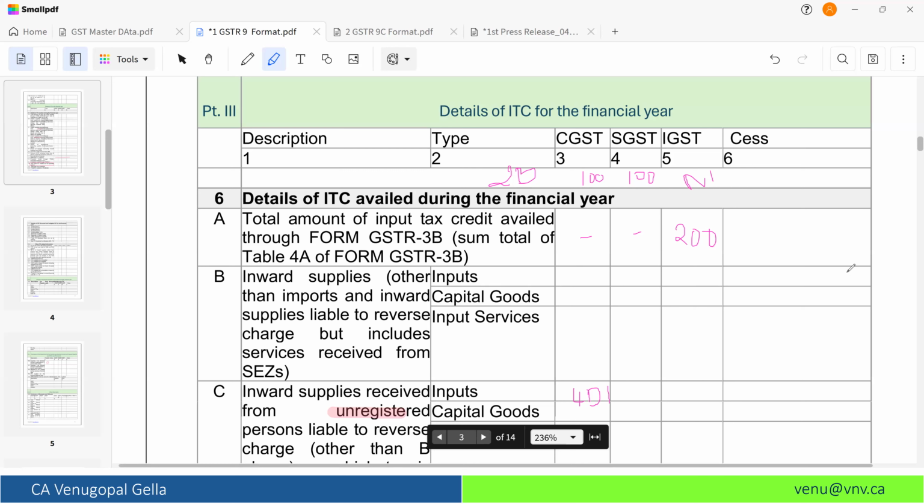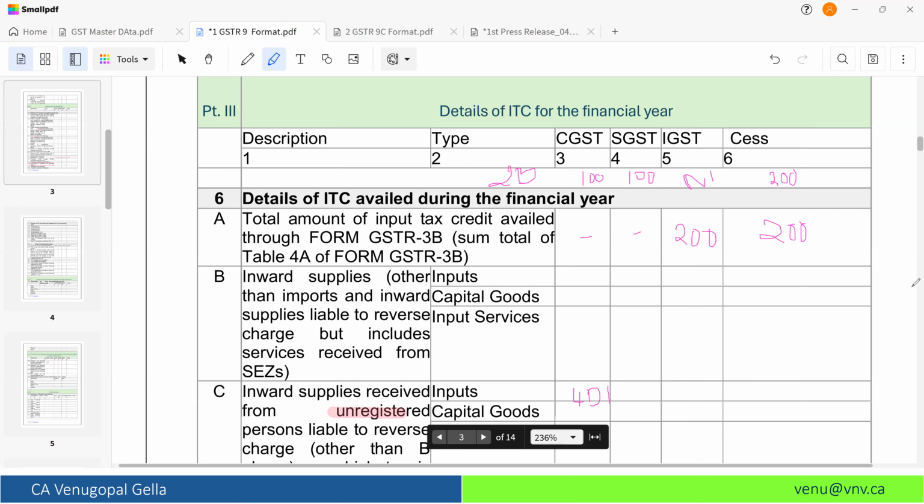Repeat the question, Venugopalji. 2B is 100, 100, 0, sir. CGST, SGST, IGST. Okay. GST at 3B is 0, 0, 200. It's a case where we have taken ITC under the wrong head, basically. Correct. What will you do in reporting in your R9? Total credit is matching. You have availed 200, availed 200.